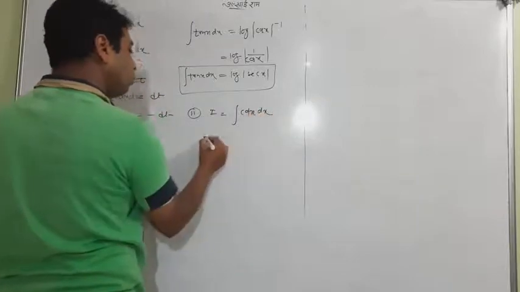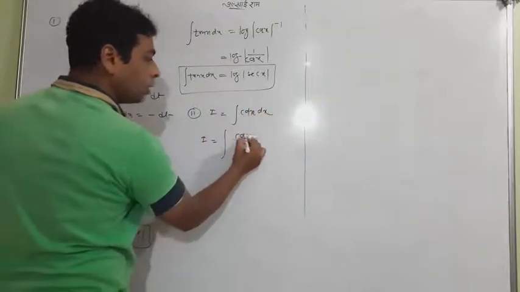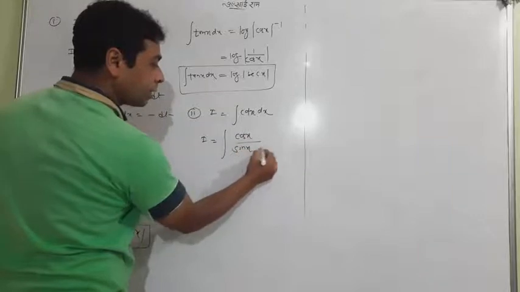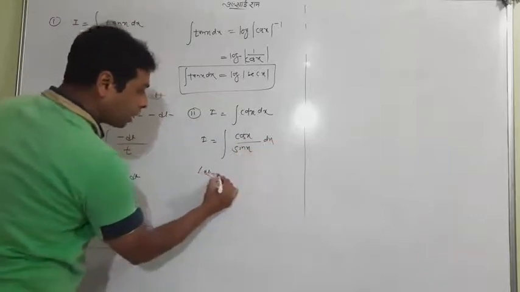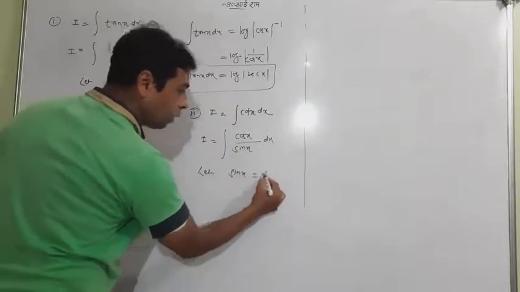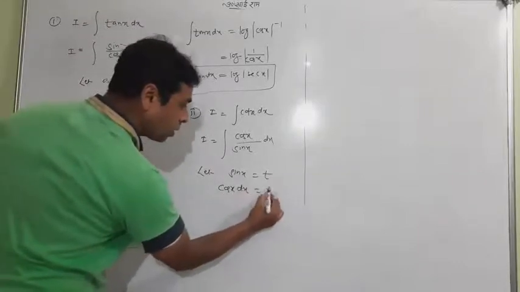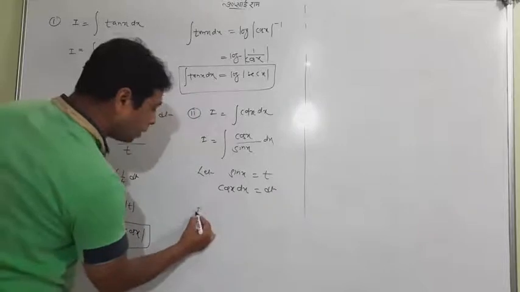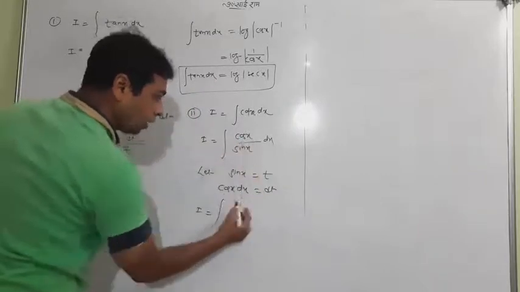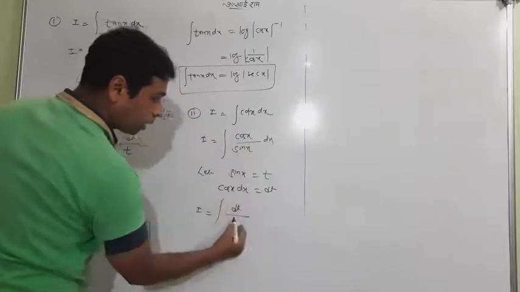I is equal to cot x. So I'm now telling you the integration of cot x. This is cos x upon sin x. And this time I am assuming that sin x is equal to t. Do the differentiation. Sin x has the differentiation cos x, so cos x dx is equal to dt.